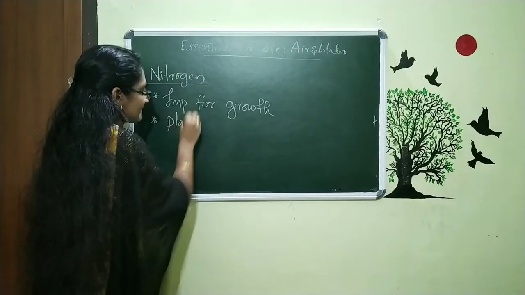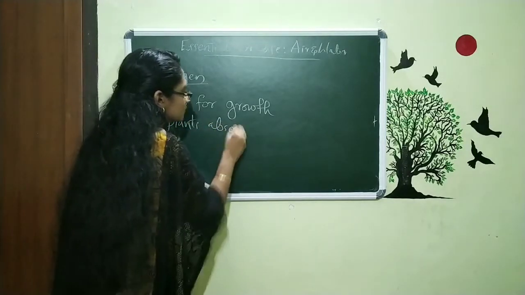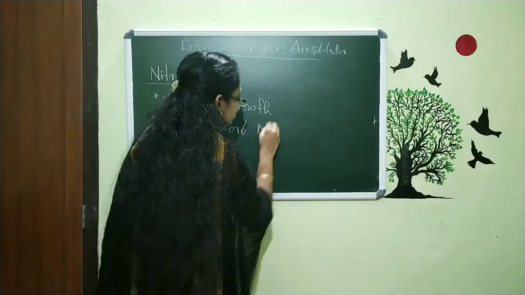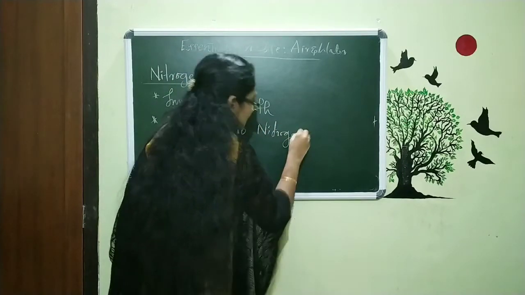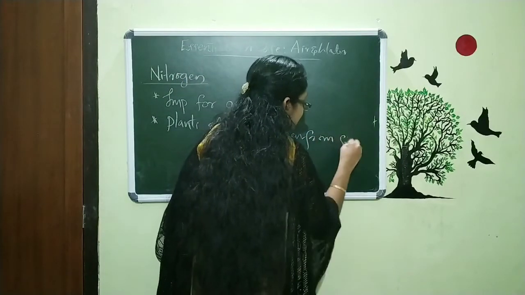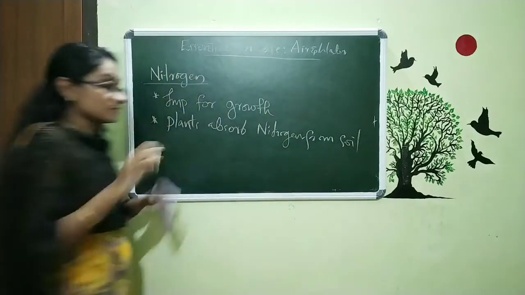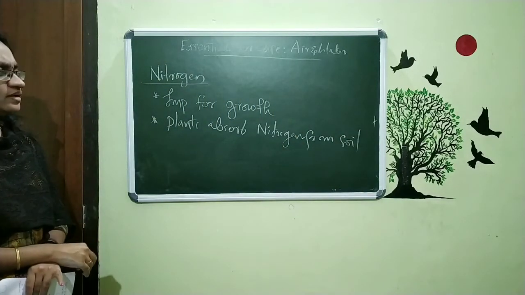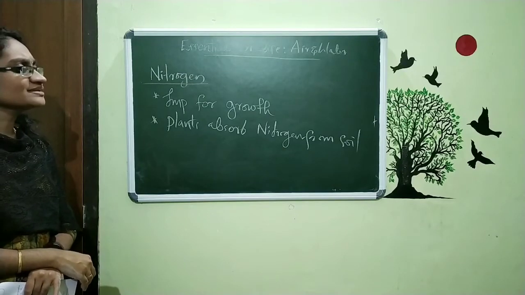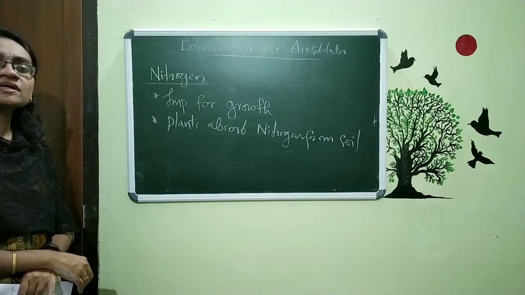Plants absorb nitrogen from soil. Plants are absorbing nitrogen from soil. Now the question is, where is this nitrogen coming from to the soil?